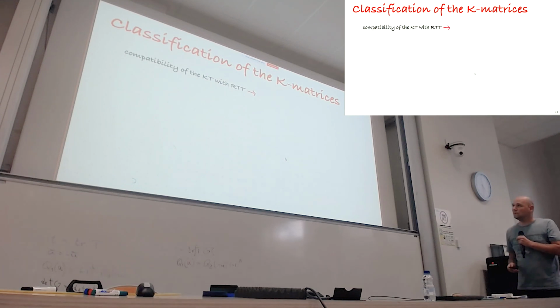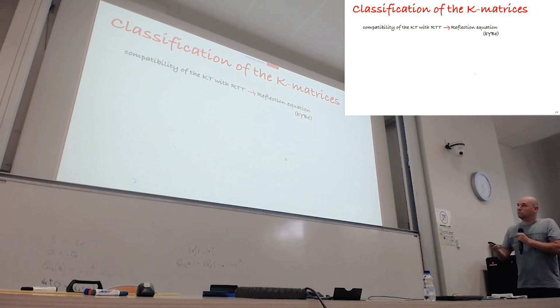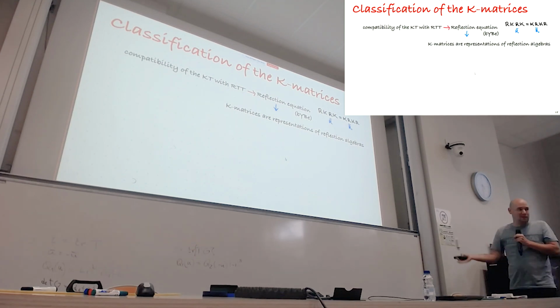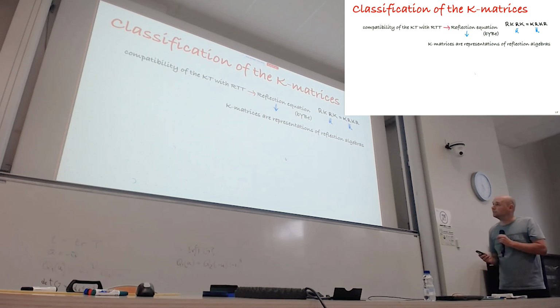Okay. Now we can repeat the compatibility calculation between the KT and RTT, and we obtain the reflection equation for the K matrices. And now the K matrices are a non-trivial representation of the reflection algebra. So this boundary Yang-Baxter equation defines the reflection algebra. Now the K matrices are a higher dimensional representation of these reflection algebras.